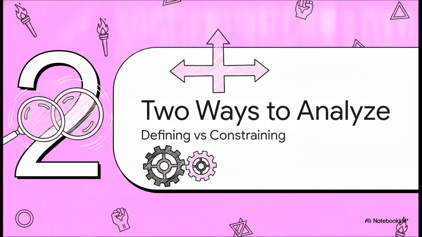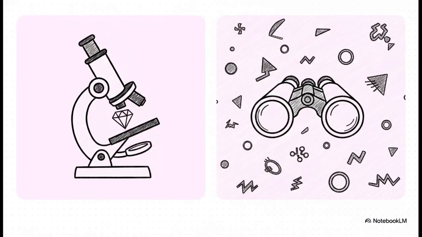Moving on to Section 2, 2 ways to analyze. To solve this problem, the paper suggests looking at it kind of like a medical diagnosis. First up, we've got the defining, or taxonomic approach. This looks for the strong minimal definition. Basically, what is the exact invariant core that absolutely must be present for a genuine instance of the concept?